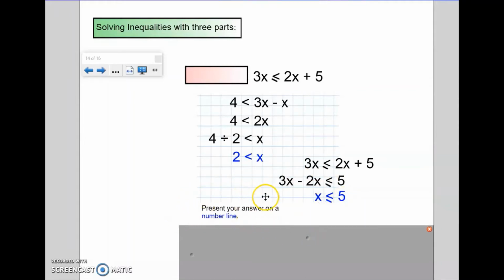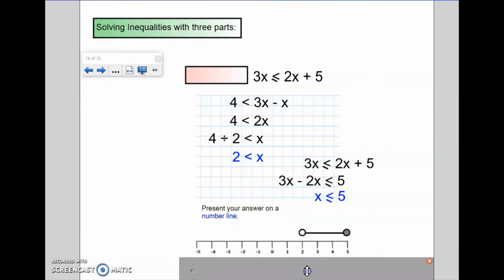This time I've been asked to present my answer on a number line, so a slightly different way of presenting my answer. My number line would look like this. X is less than or equal to 5 is shown by this shaded in circle above the 5, and x is greater than 2 is shown by this empty circle above the 2, and they are connected with a line.